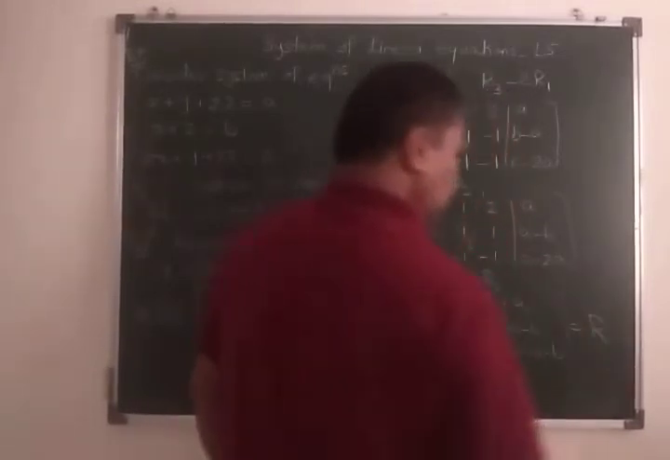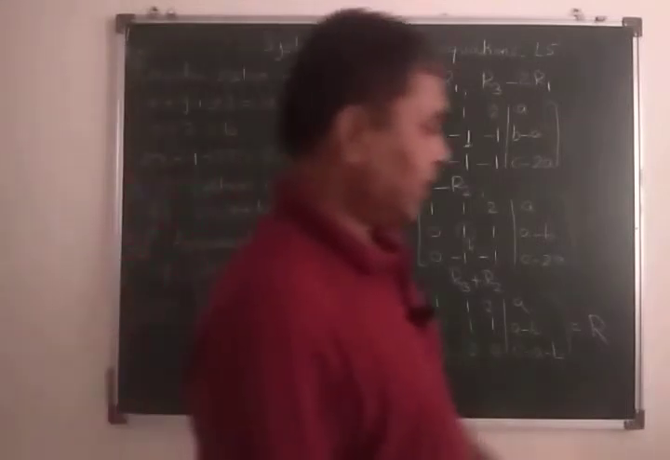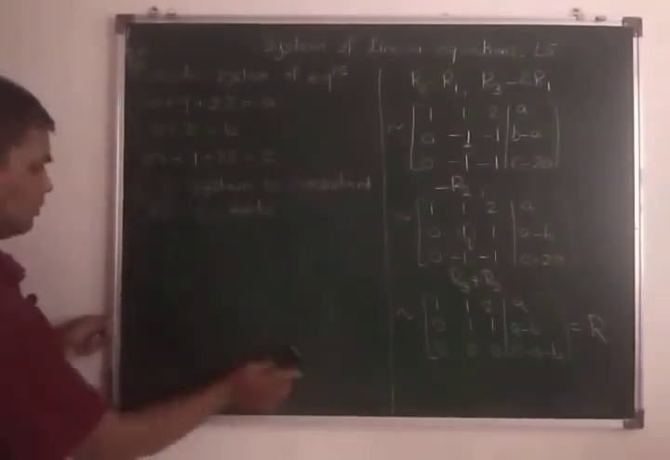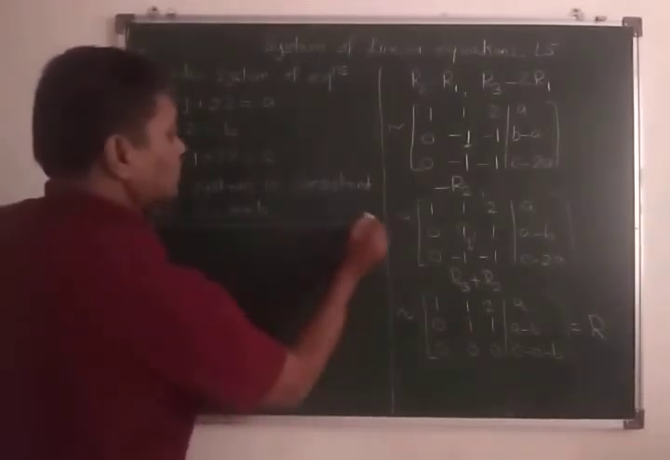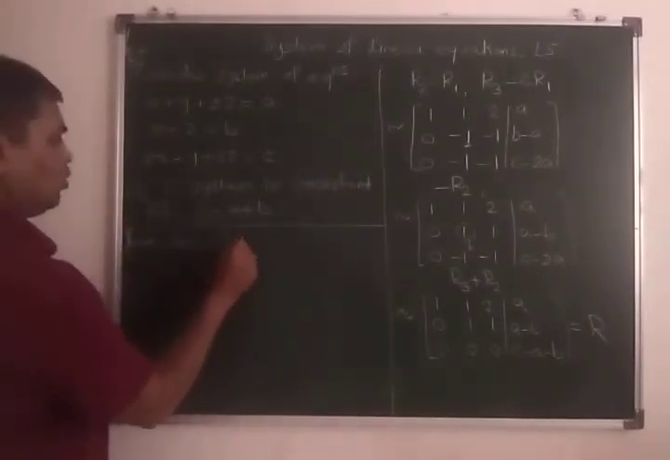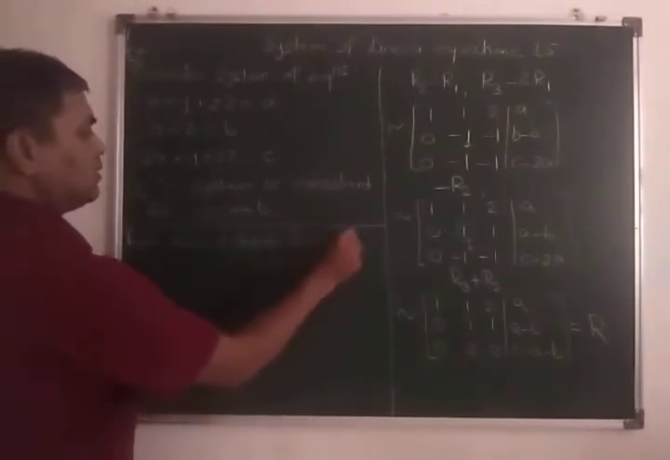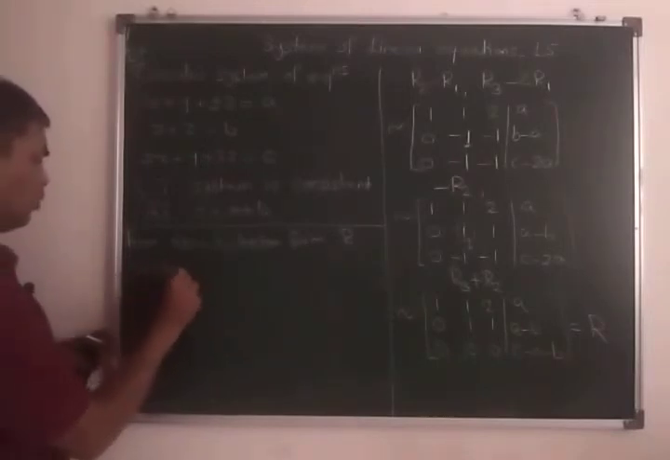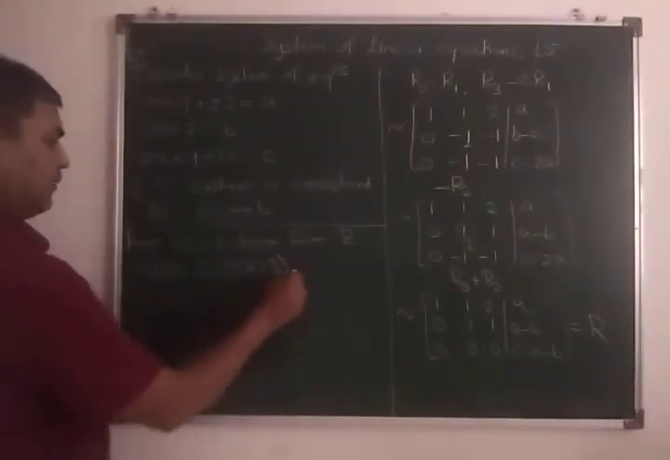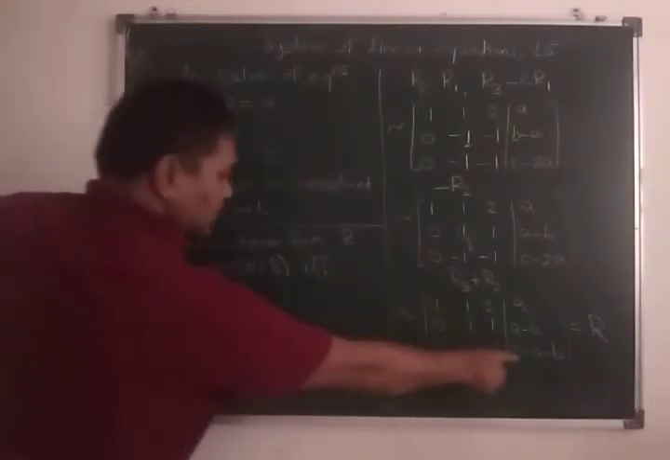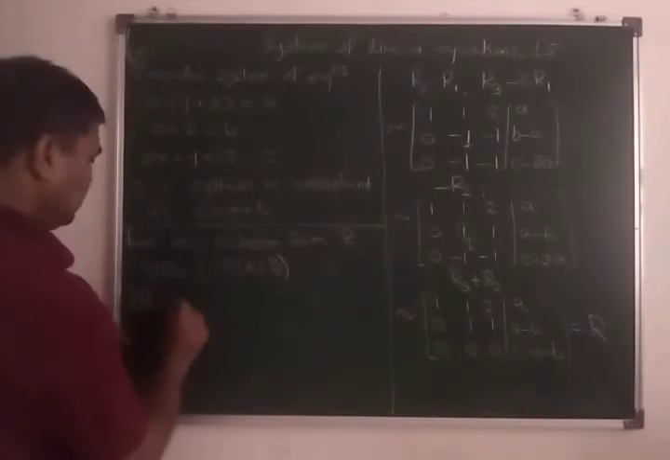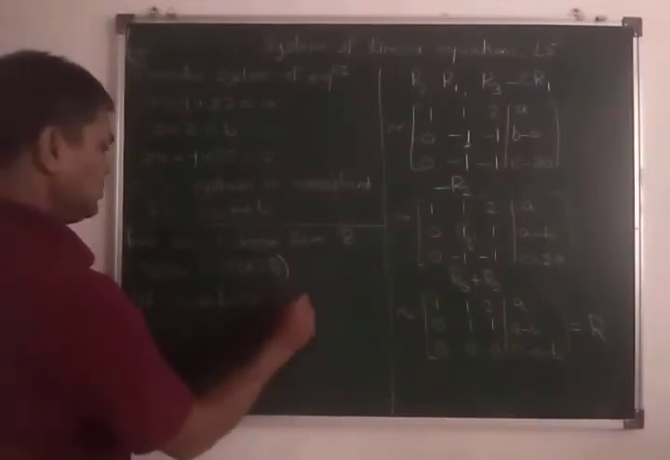What is this? Row echelon form. Okay. So from the row echelon form, rank A is equal to 2 is equal to rank of AB if and only if c minus a minus b is equal to 0, that is c is equal to a plus b.